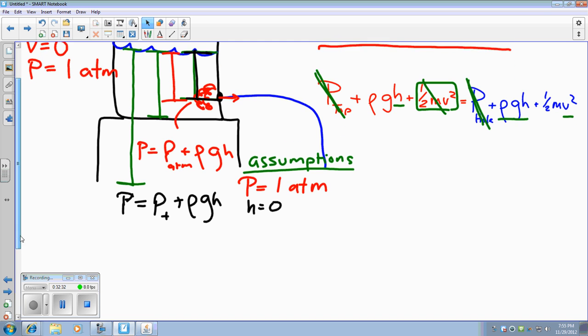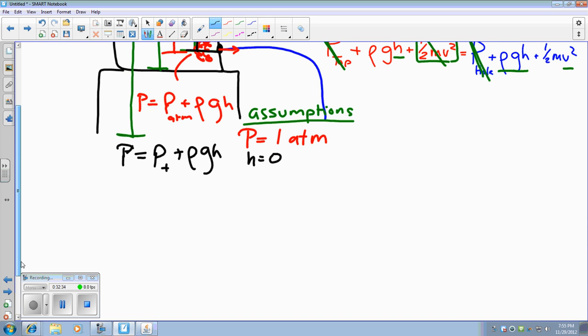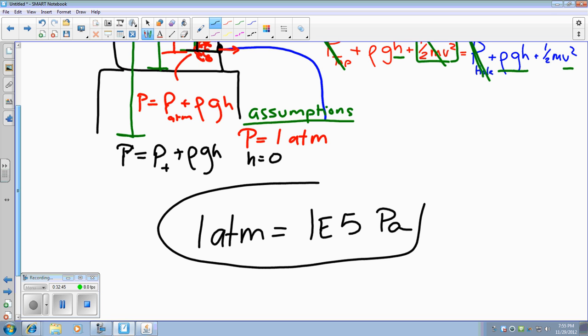Quick side note, please also make sure that you know how to convert from atm to pascals for the pressure. Make sure you know how to convert that, okay? In your head, not relying on a calculator.